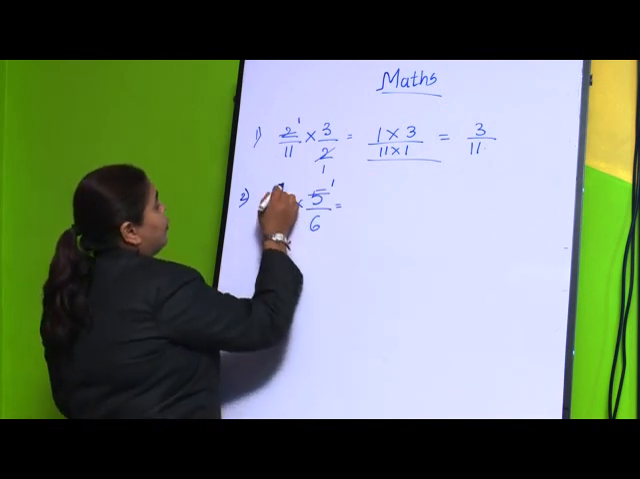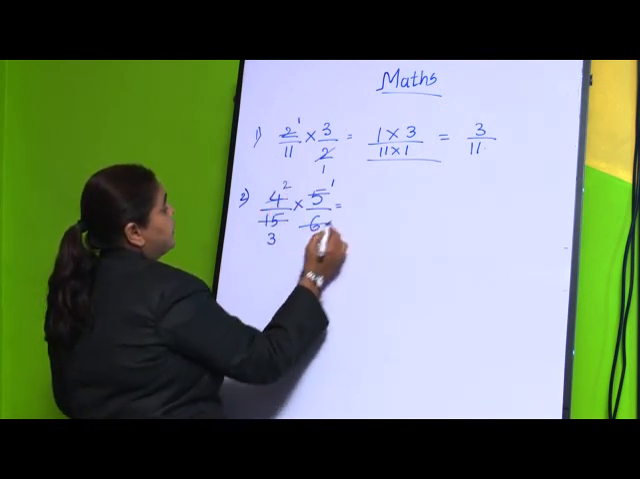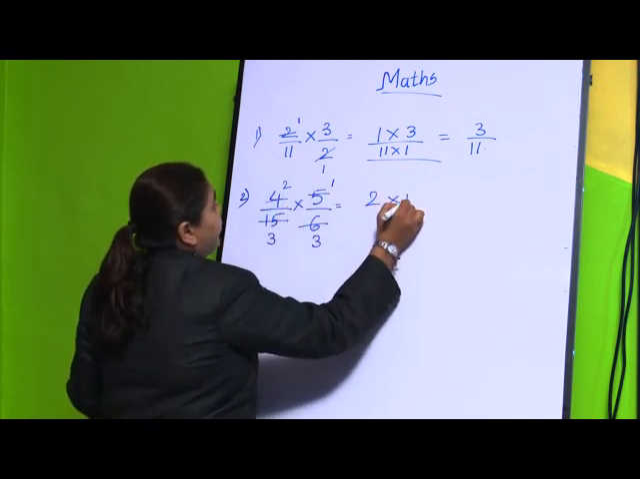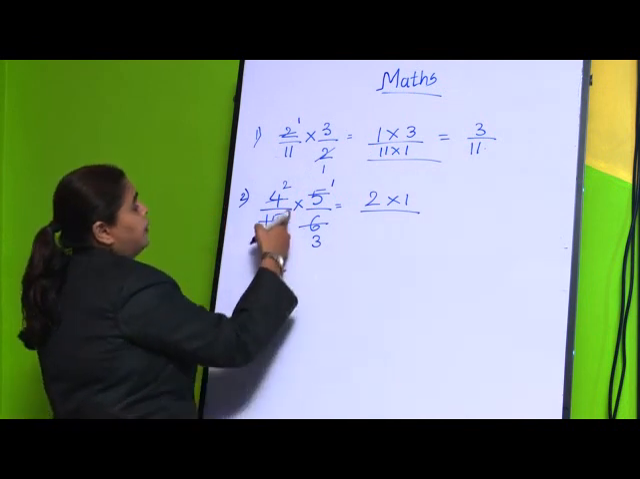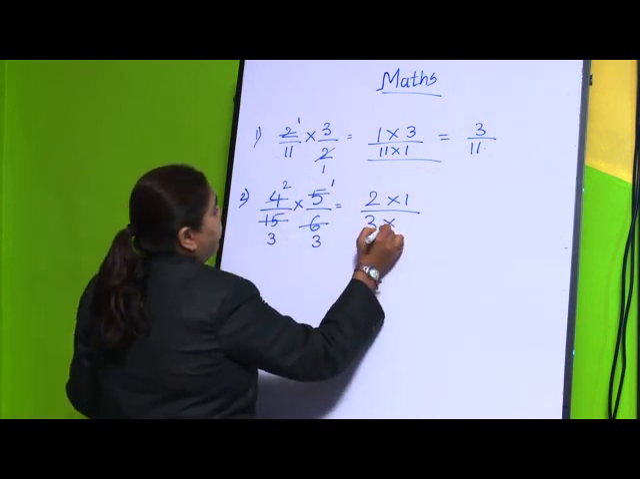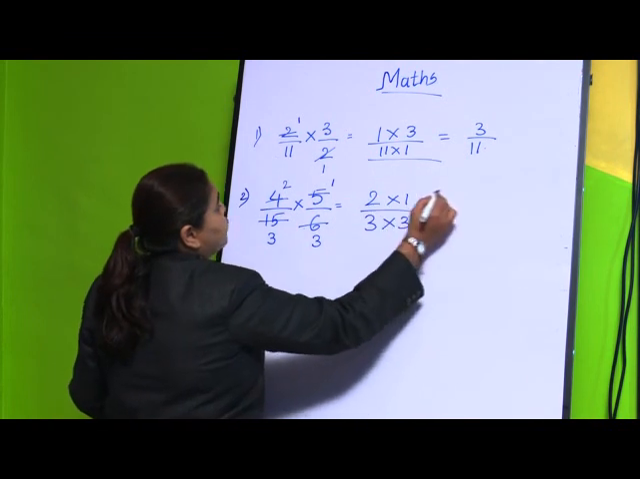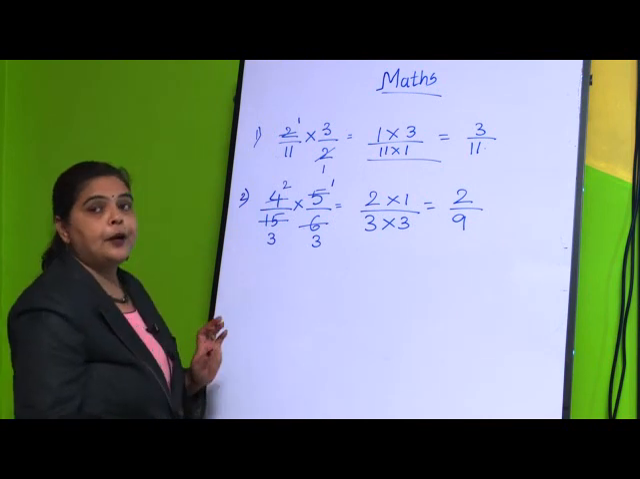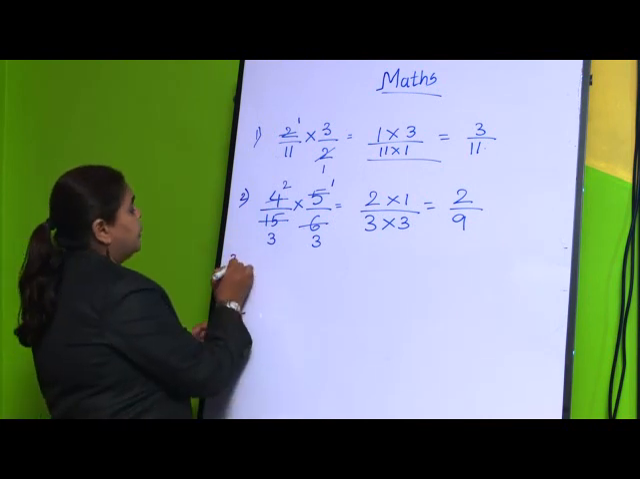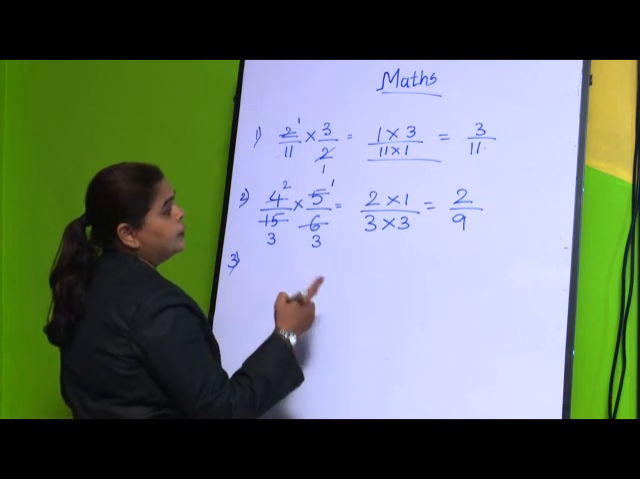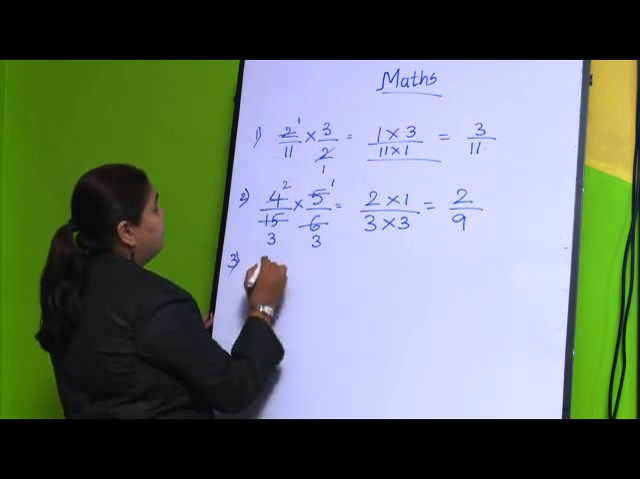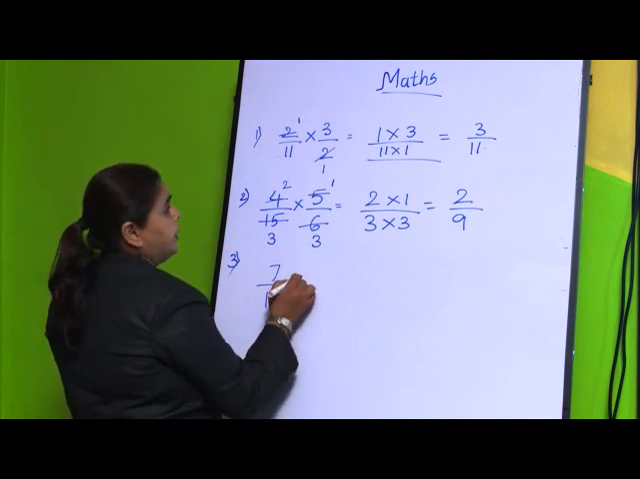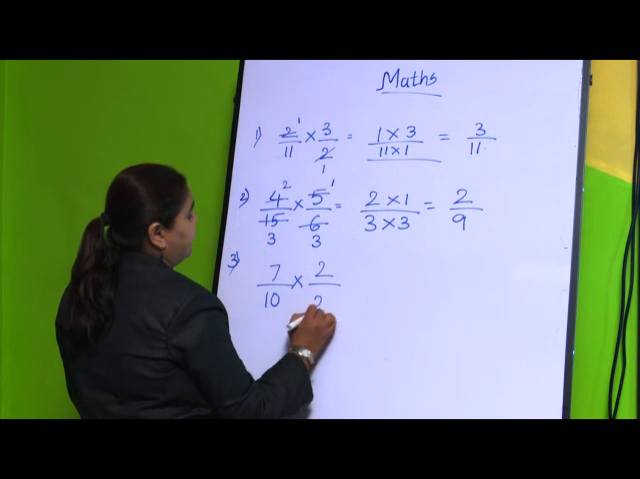So here again we will go for 2 2s are 4, 2 3s are 6. So what will be here? 2 multiplied by 1 upon 3 multiplied by 3. What will be the answer? 2 ones are 2 and 3 3s are 9. Again we got a proper fraction, so no need to convert into a mixed fraction or anything. We will go to one more example, that is 7 upon 10 multiplied by 2 upon 21.